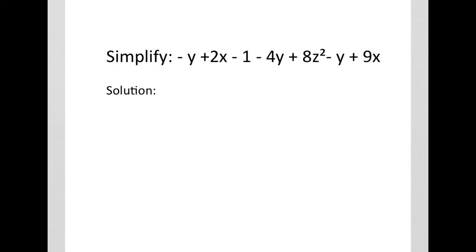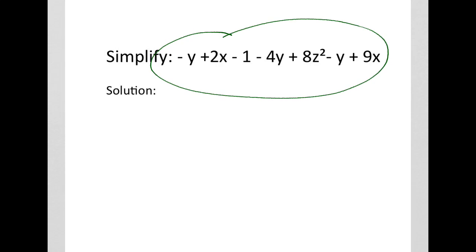Okay, moving on to a harder example. Simplify minus y plus 2x minus 1 minus 4y plus 8z squared minus y plus 9x. Again, we apply the 3 steps to solve this more complicated equation, but don't be alarmed. Applying these 3 steps will allow us to simplify it very easily, so trust me on this.